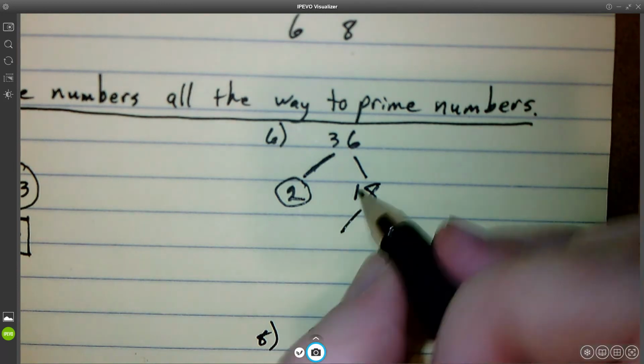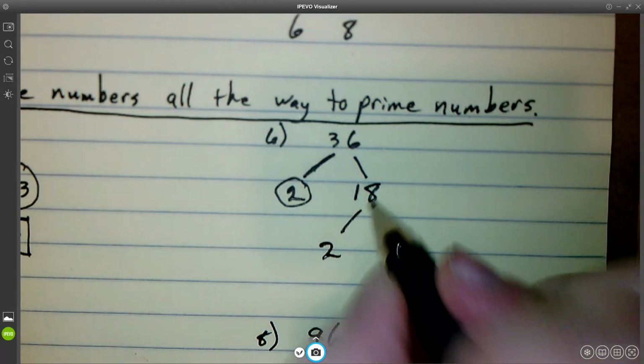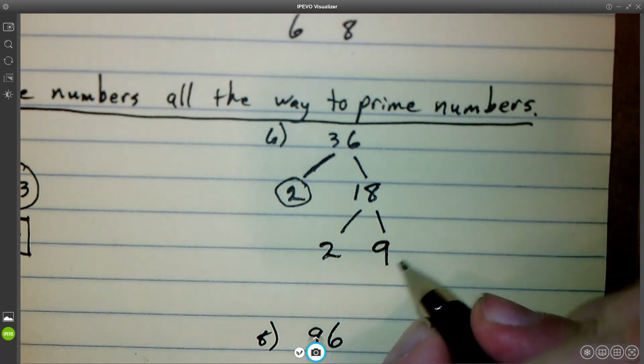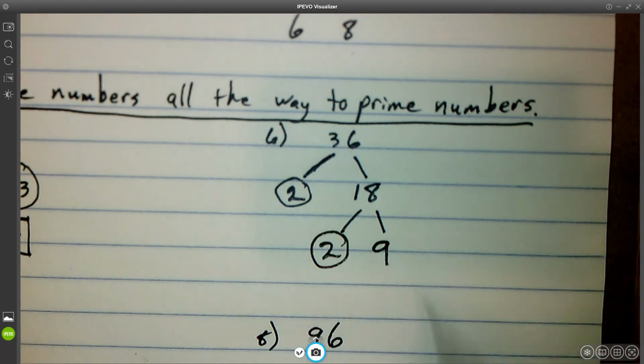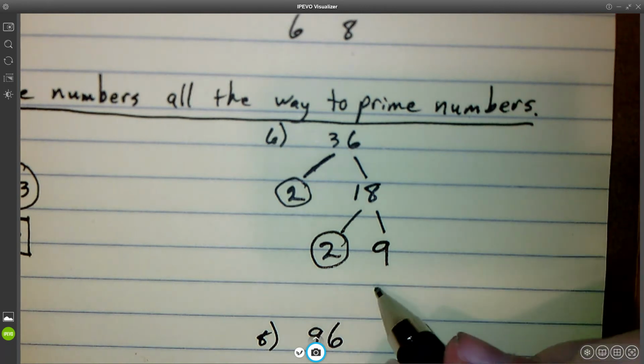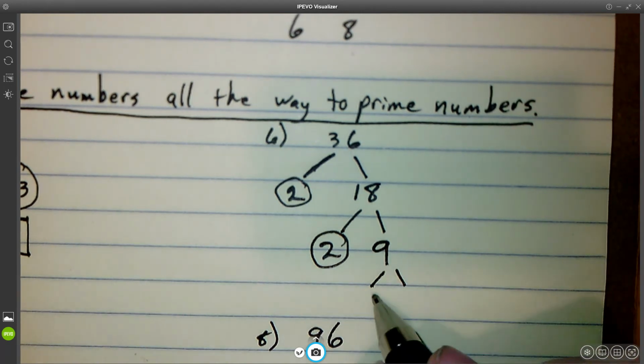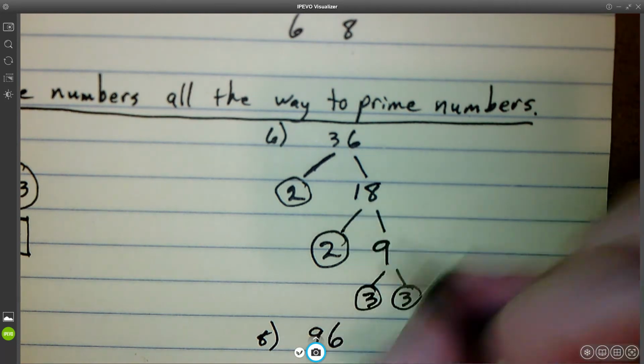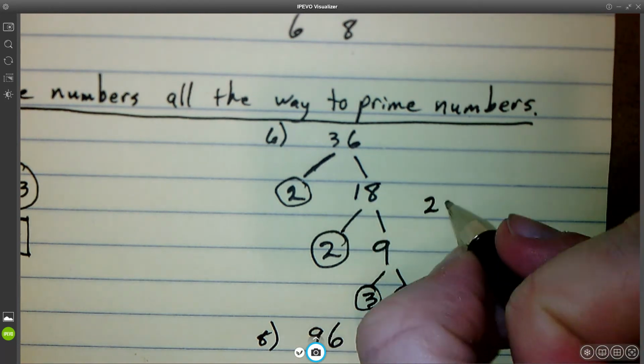Again, 8, so that means that it's even. 2 times 9. 2 is prime, 9 is not. 9, you get 3 times 3. 3 is prime, so now you have everything written down. And you do 2 times 2 times 3 times 3.